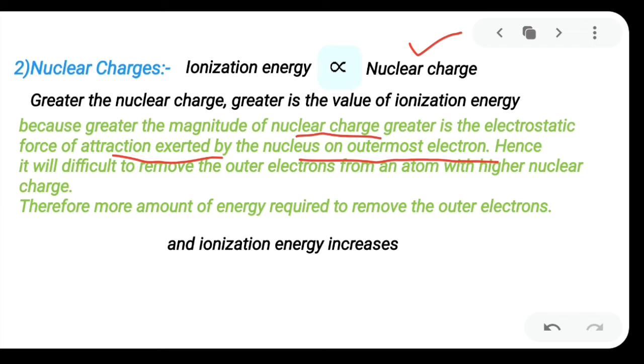Is it clear? Therefore, more energy is required to remove the outer electrons, and ionization energy increases. When nuclear charge increases, the force of attraction by the nucleus on the electron increases. Hence we need more energy to remove that electron, so the ionization energy increases.